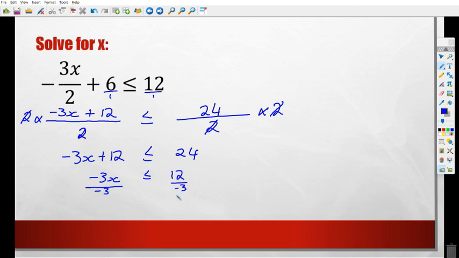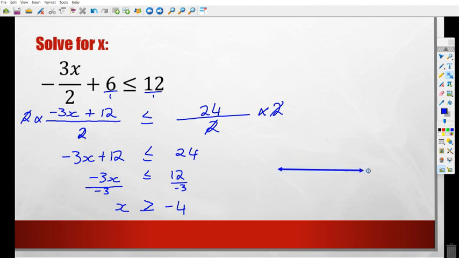Divide by negative 3. And before I give the answer, I'm going to flip my inequality symbol first, before I forget. And this is going to be x, and this is going to give me negative 4. When I'm done with my inequality, what must I always do? Represent it on a number line.